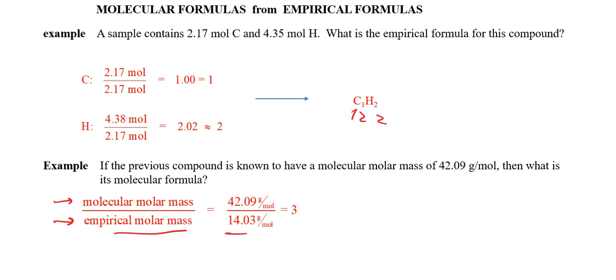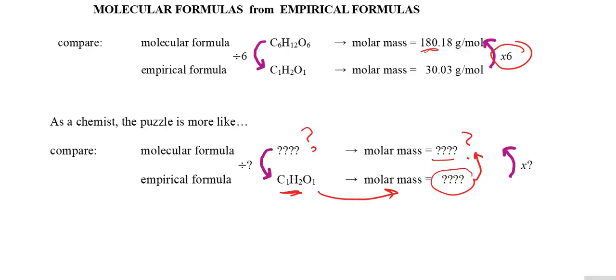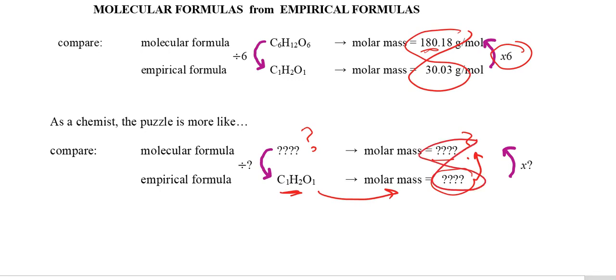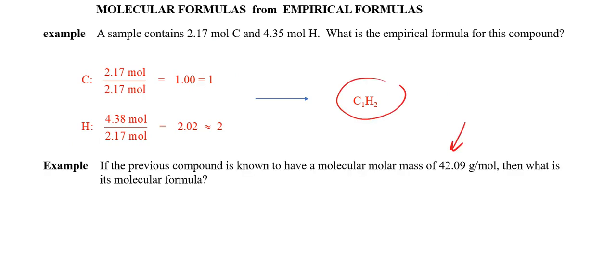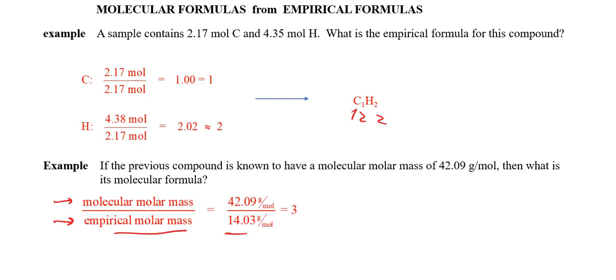The way you get that, I can scroll back up to wherever that was, this 180 divided by 30 gets us to our 6. So we're basically doing this division to get this number, okay? And that number is going to be really important because this 3 is then going to tell us that we need 3 times as many in our ratio. And so we take our empirical, multiply it by the 3, and we get a molecular formula C3H6, and so we have our propene.